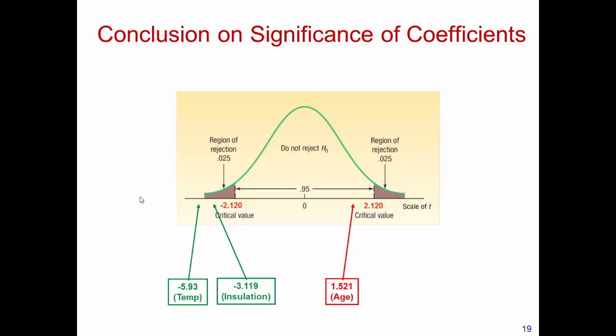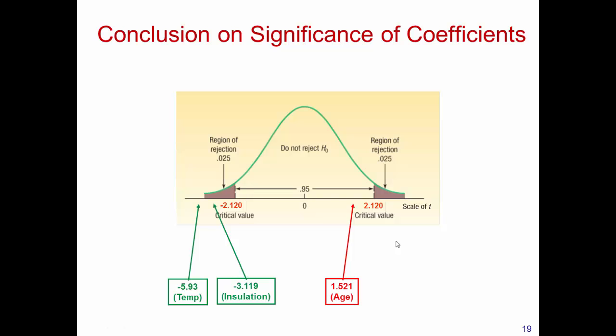So what does this mean? Well, I'll give you a hint. The colors mean something. So we reject the assumption that the temperature coefficient is equal to 0 because it's in the rejection region. We reject the assumption that the insulation coefficient is equal to 0, because that also is in the rejection region. However, we do not reject the assumption that the age of the furnace coefficient is equal to 0.